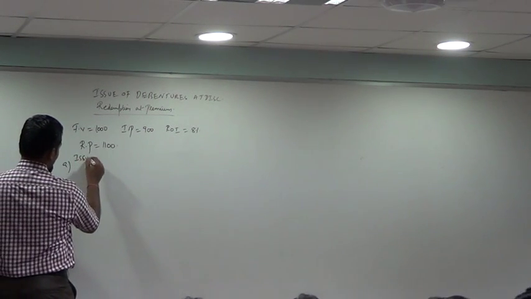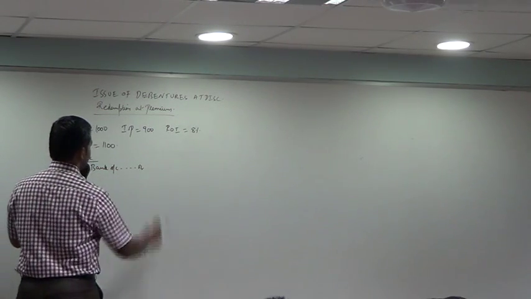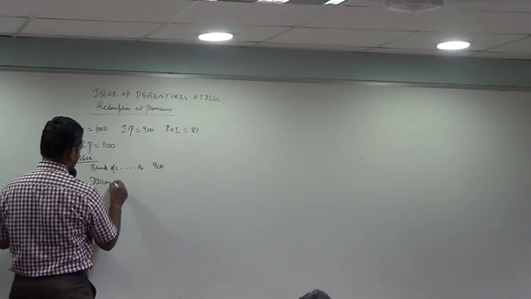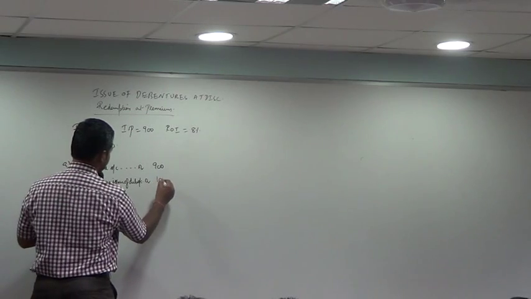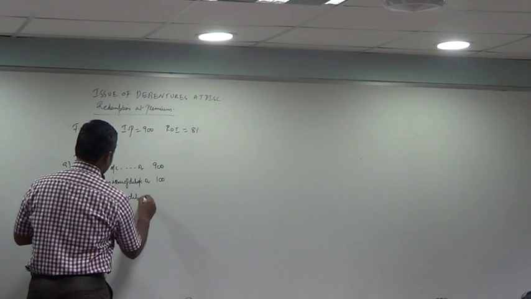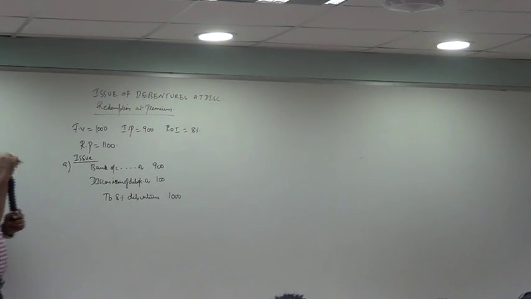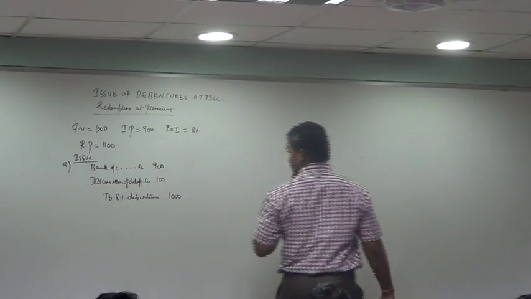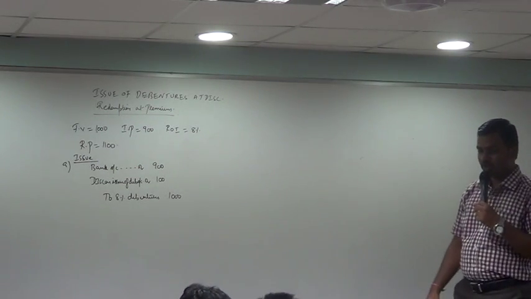Issue: bank account debtor. How much are we receiving now? 900. Discount on issue of debentures account debtor 100, to 8% debentures account 1000 face value. Bank account debtor 900, discount on issue of debentures account debtor 100, to 8% debentures account 1000.